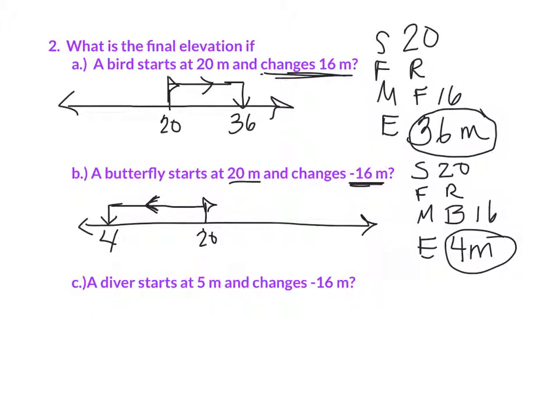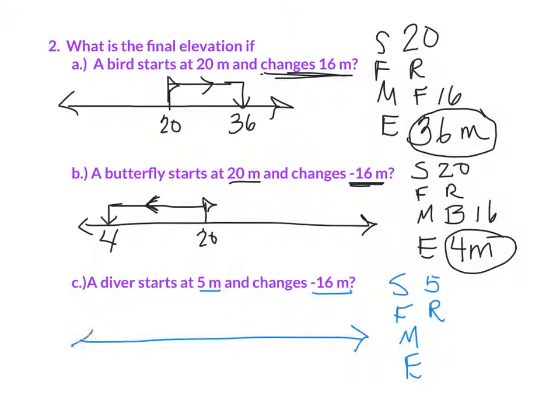Now, our next one starts at, and just use the same method every time because then you'll never get it wrong because you're always using the same exact method. A diver starts at 5 meters and changes negative 16 meters. So we're starting at 5. For now, we're always facing to the right. So I'm going to draw my number line. I'm going to put 5 in the center because that's where I'm starting. I'm facing to the right.